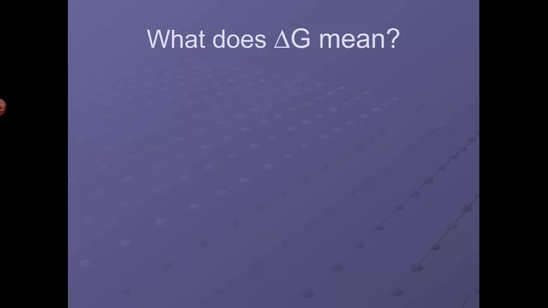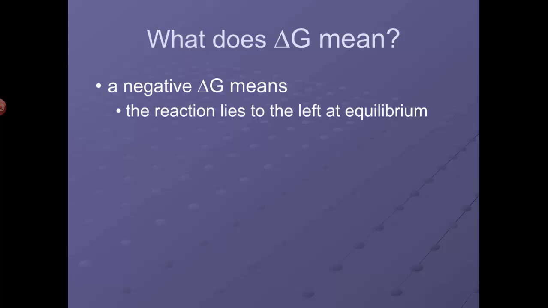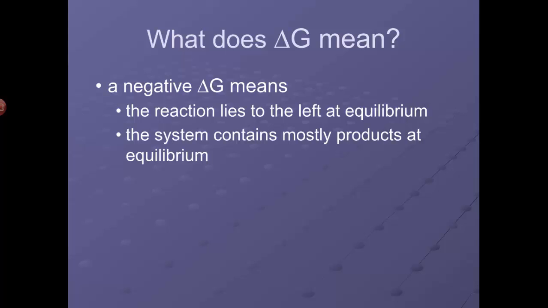So what does delta G without the degree sign, the non-standard delta G, mean? Okay, if you have a negative value for that delta G, it means the reaction lies to the left at equilibrium. Okay, the system contains mostly products at equilibrium.